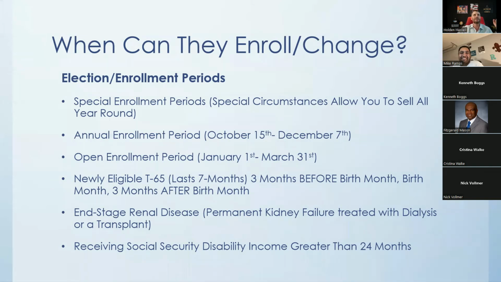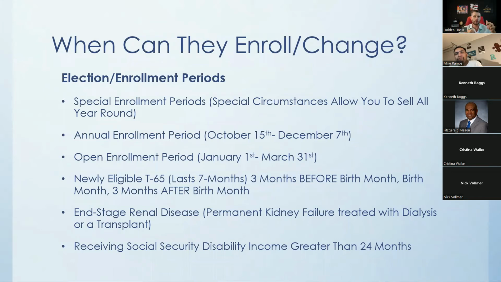All right, so when can they enroll, and what is their enrollment period? We have an SEP, special enrollment period. These are special circumstances that allow you to sell all year round, which we covered a couple slides back. AEP is October 15th through December 7th. OEP is the open enrollment period. They used to be used synonymously, but they split them back up again, so you have to use them differently, right?